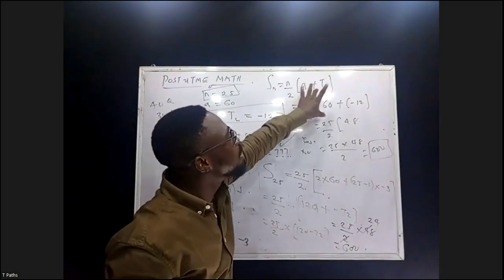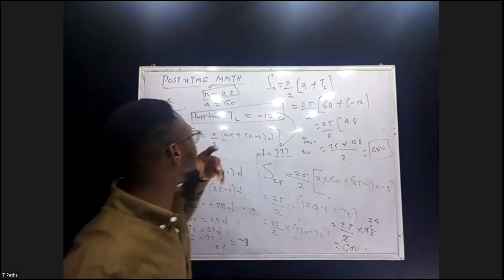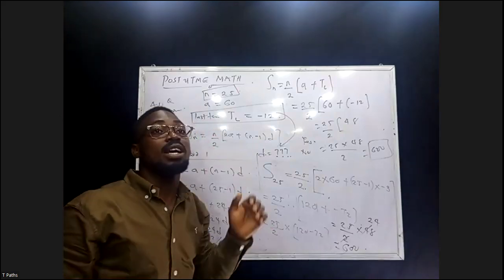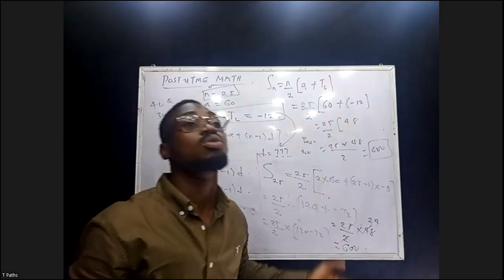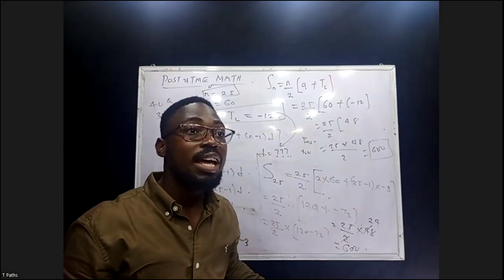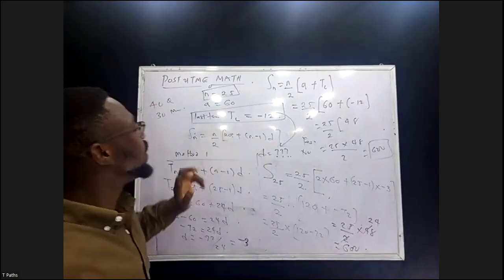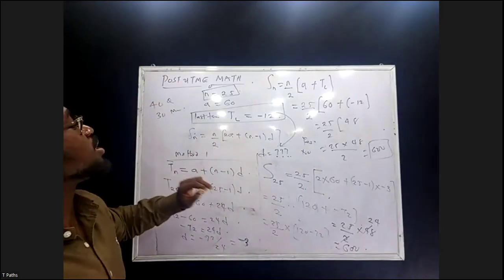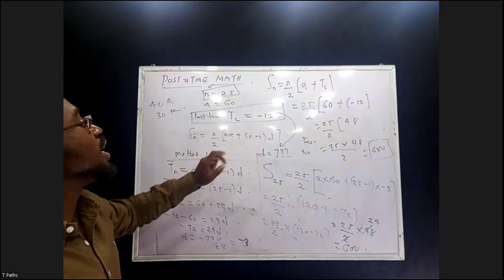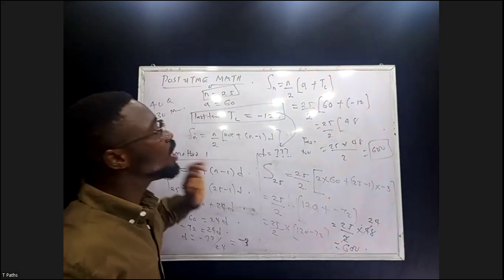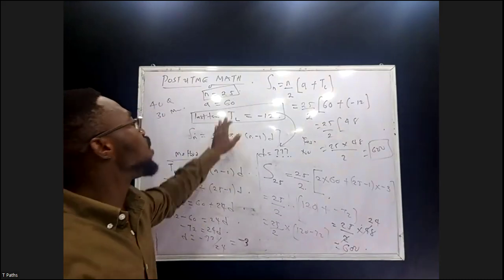A lot of people are not familiar with this formula. This is what everybody knows: sum of n terms in AP is n over 2 into bracket 2a plus n minus 1 d. Everybody knows that. But this formula is only useful when the number of terms is given, the first term is given, and also the common difference. In this problem, the common difference is not given. We are only given the last term.